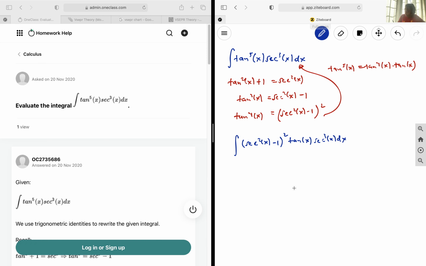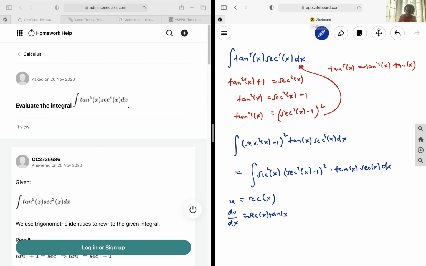Yeah. And so we just need to note that this can also be simplified by taking it as secant squared x into secant squared x minus 1 squared, that multiplied by tan x by secant x dx. So we're just separating this cubed into a squared by to the power of 1. And then lastly, we're going to use substitution. If we set u as secant x, that means du over dx is going to be secant x multiplied by tan x. So dx is equal to du over secant x multiplied by tan x.